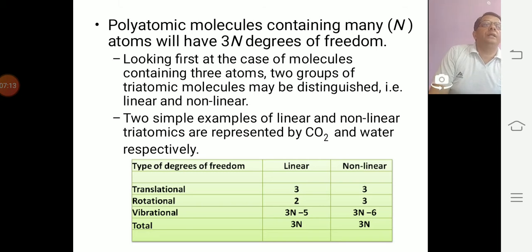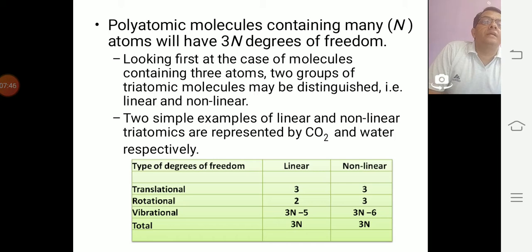A polyatomic molecule containing N atoms will have 3N degrees of freedom. Looking first at the case of molecules containing 3 atoms, two groups of triatomic molecules may be distinguished, that is linear and non-linear. Two simple examples of linear and non-linear triatomic molecules are CO2 and water respectively. And here is the table where we show the types of degrees of freedom in the case of linear and non-linear.